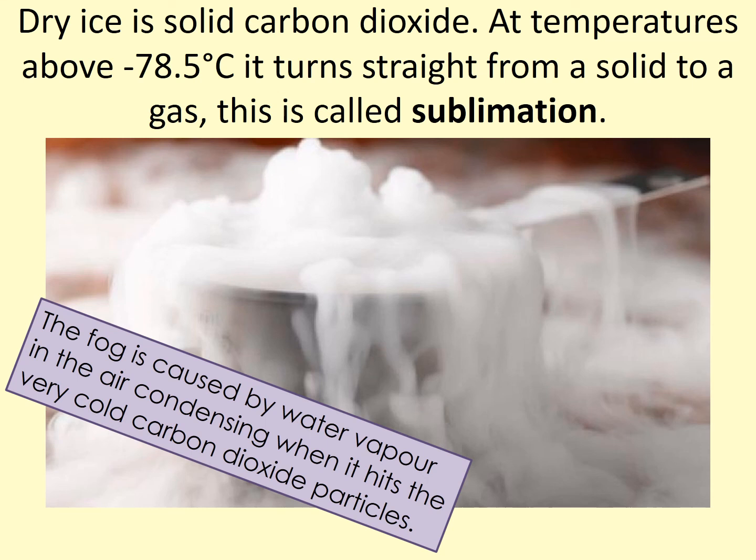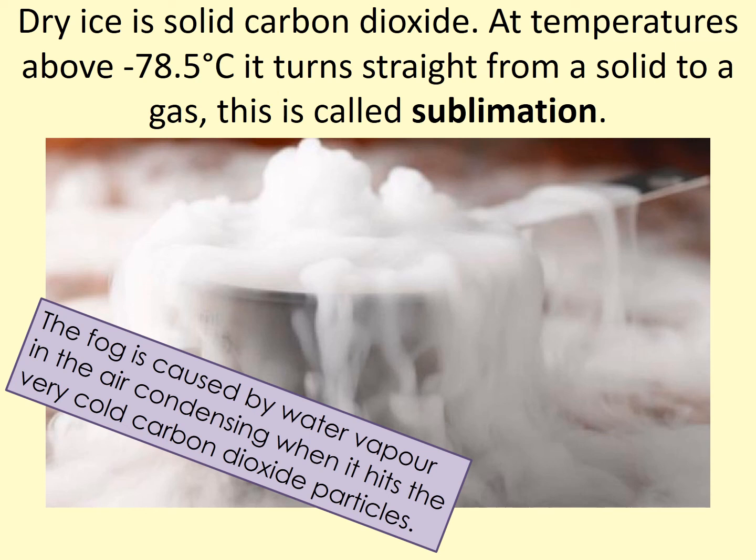Now dry ice at temperatures above minus 78.5 degrees C turns straight from a solid into a gas, and that is called sublimation. So that is another change of state, but rather than going through the liquid state, dry ice goes straight from a solid to a gas. Now, you can't see the carbon dioxide because it's a gas.